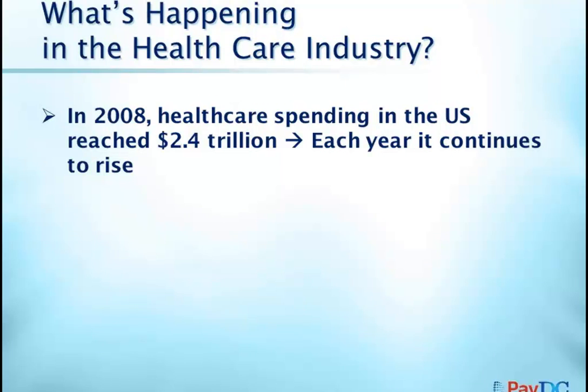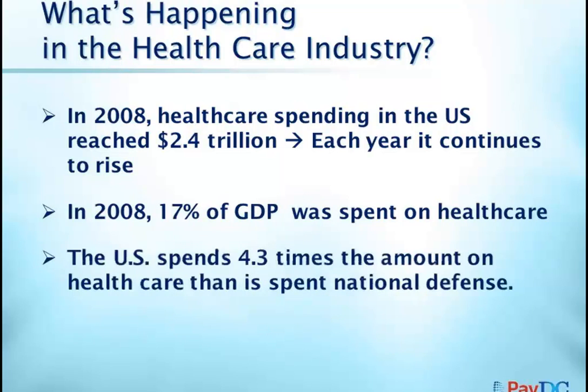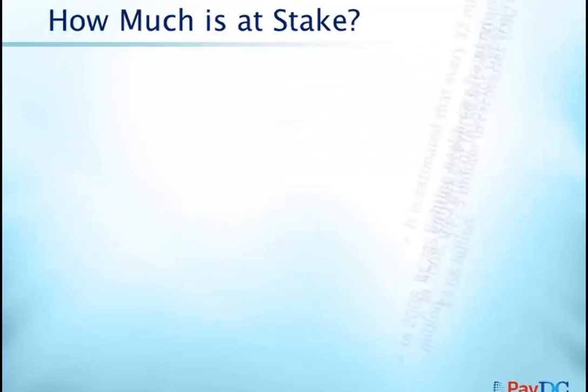We're spending, this was in 2008, $2.4 trillion. I hear we're going to be close to $3 trillion this year. So every year it's rising. The other thing is that we're spending over 17% of the gross domestic product on healthcare, and 4.3 times the amount is spent on healthcare than we spend on national defense. And obviously we've had a lot of things going on with our defense, with the wars. So there's just a ton of money being spent out there.